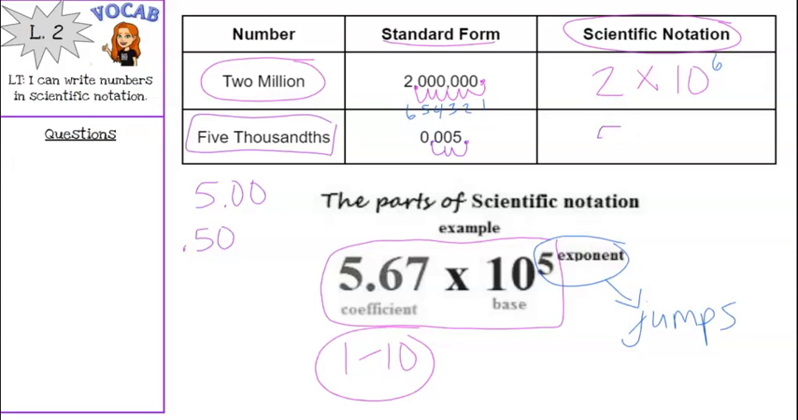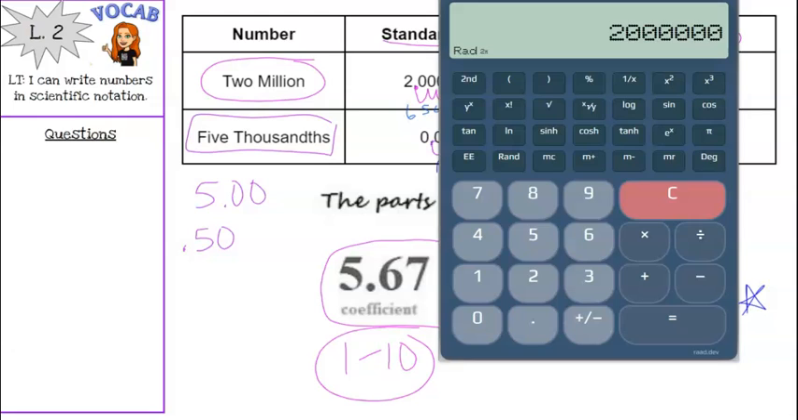So our coefficient will be 5 times 10, and then we need our exponent. Remember, your exponent is your number of jumps, so we count our jumps, 1, 2, 3. So it is going to be a 3. However, it's not a positive 3, because we started with a small decimal number. So this is actually going to be a negative 3. Because if we check in our calculator and we do 5 times 10 to the third power, that's going to give us 5,000, not 5 thousandths.